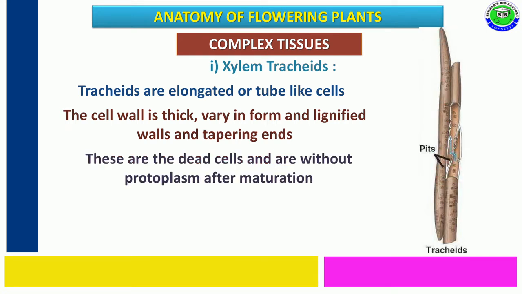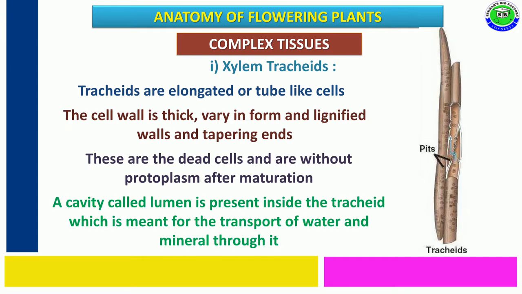Generally, these xylem tracheids are dead cells, because after maturation the cell is devoid of protoplasm. Protoplasm is completely absent. Inside the cell, there is an empty space, referred to as the lumen, and it is the main site for the transportation of water and minerals.